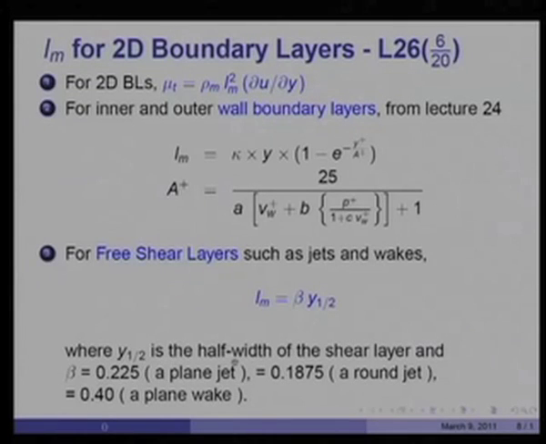As I said, y half is the half width of the shear layer, and beta takes different values. This has been observed from experiments as well as tuned by numerical experiments. So beta equals 0.225 if the jet is a plane jet. If it is a round jet, it would be 0.1875, and if it is a plane wake, it would be 0.4. These are the typical values for free shear layers. This is just an aside, as we are not dealing with free shear layers in this course, but nonetheless it is useful to document this prescription. Remember, there is no wall in a free shear layer, and therefore there is no notion of y plus. So with this prescription, L m is now available, and therefore the equations can be solved.